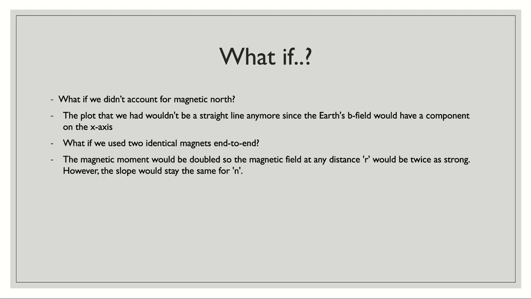What if we didn't account for magnetic north? The plot that we had wouldn't be a straight line anymore, since the B field would have a component on the x-axis. And what if we use two identical magnets end to end? I'm pretty sure the magnetic field at any distance r would just be twice as strong, but the slope would stay the same for n. Alright, thank you.